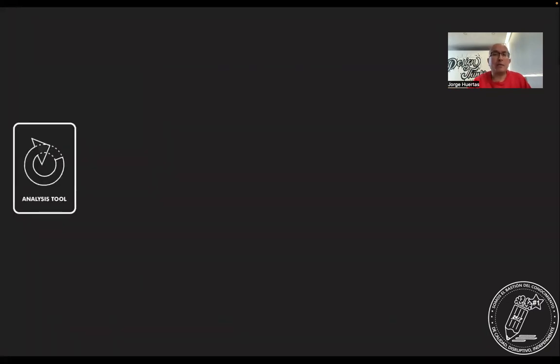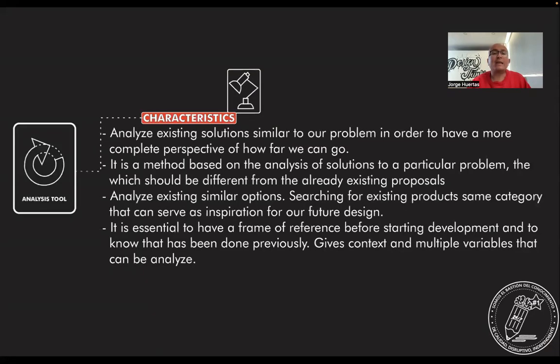Well, when we talk about a parallel analysis, we're talking about a tool of empathy and understanding. It has the following characteristics: analyze existing solutions similar to our problem in order to have a more complete perspective of how far we can go. The method is based on analyzing and making solutions to a particular problem that should be different from what already exists. Analyze existing and similar solutions, searching for existing products in the same category, and what could be better for the development that we are making.